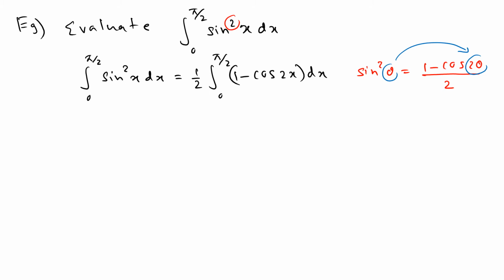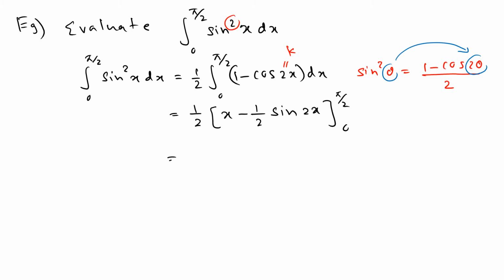Good. Now this is a simple problem. You can integrate this easily. We write 1/2 outside, and integrate term by term. When you integrate 1, you get x. And this is a cosine kx type of formula. We know that the integral of cosine kx is 1 over k sine kx. So k equals 2 in this case, that means 1 over 2. This becomes sine 2x. You can evaluate at pi over 2 and 0.